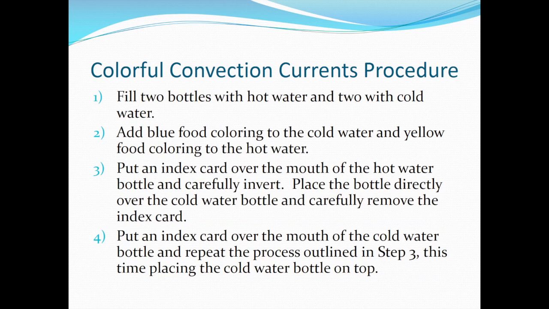Through this activity, you will explore the role that density plays in forming convection currents. You will use colored hot and cold water to observe the convection currents. You can perform this lab by following these 4 steps. First, fill 2 of the bottles with cold water and the other 2 with hot water. Add yellow food coloring to the hot water and blue food coloring to the cold water.